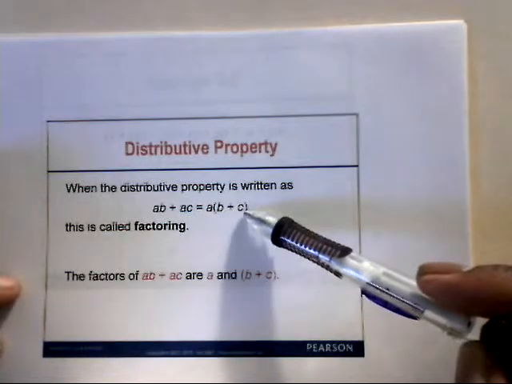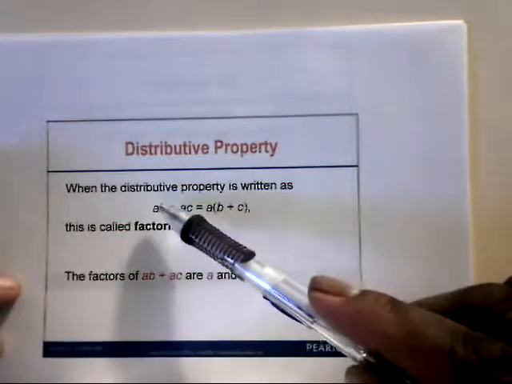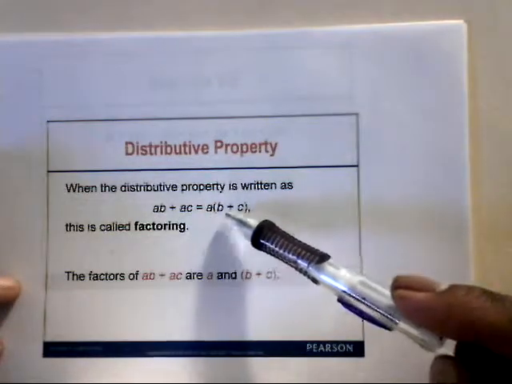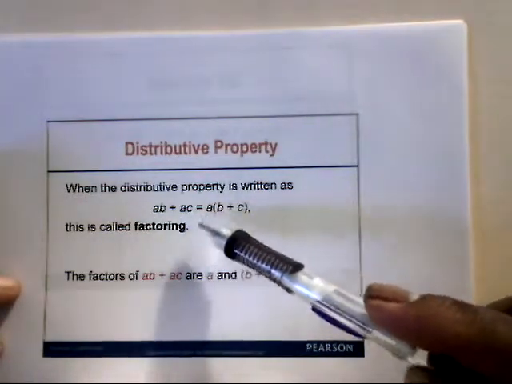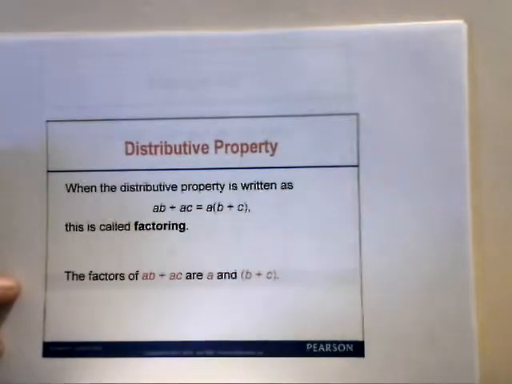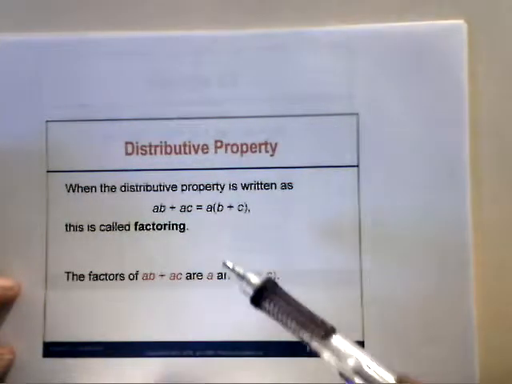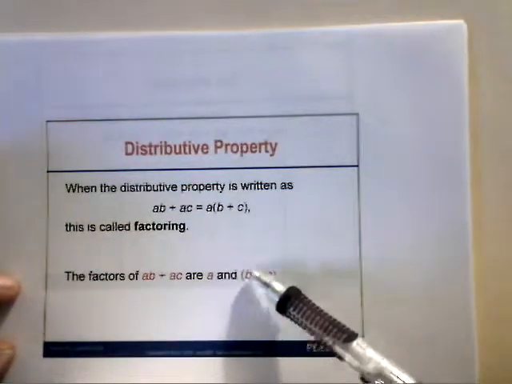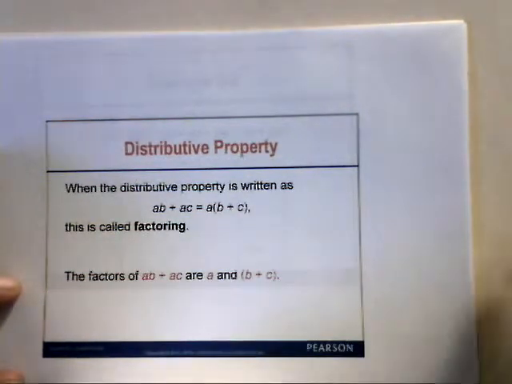To get what's inside the parentheses, you take that common factor and divide that into each and every term. So AB divided by A will give you the B. AC divided by A will give you C. So in this case, the factors of AB plus AC are going to be the A, and the other factor will be B plus C.